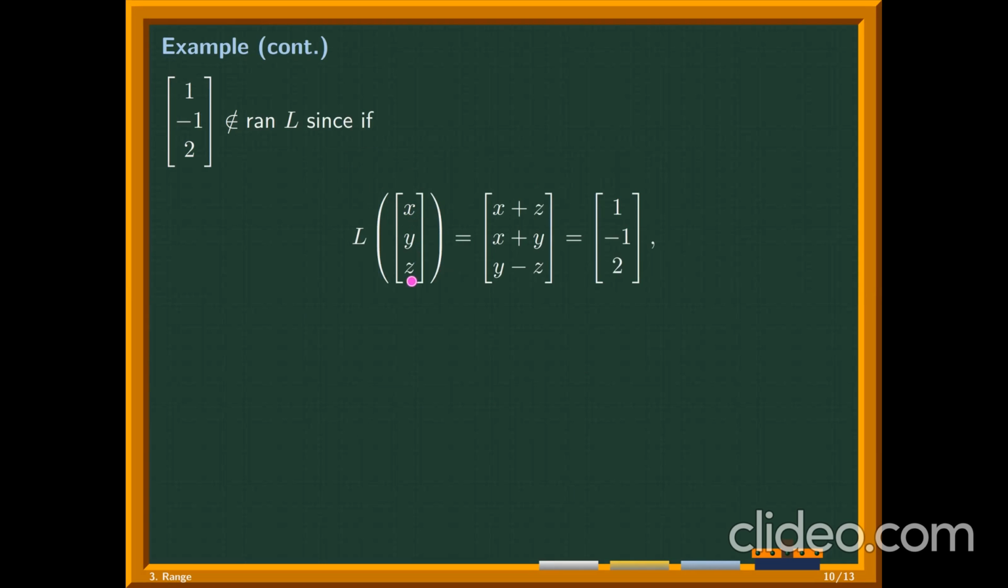because suppose x, y, z is a vector in R3 that is mapped by L into 1, negative 1, 2. Then 1, negative 1, 2 should be equal to this vector with components x plus z, x plus y, and y minus z. So this is a system of linear equations, no? Given by x plus z equals 1, x plus y equals negative 1, y minus z equals 2. You can solve that and show that the system has no solution. Actually, if we take the difference of the second equation from the first, we'll get y minus z equals negative 2, which contradicts the third equation. This system has no solution, justifying this claim that 1, negative 1, 2 is not in the range of L.